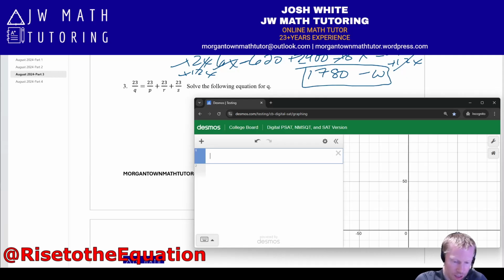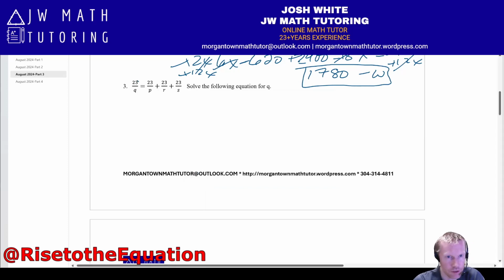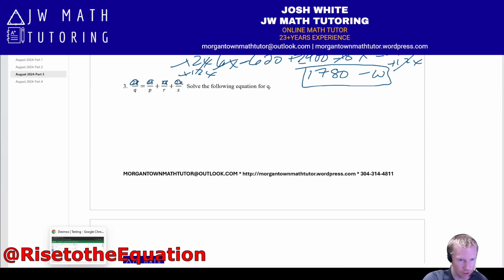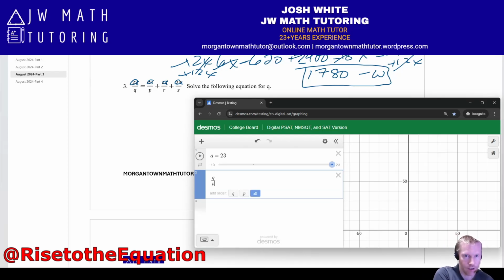So basically, the first thing is just defining a letter as 23, and that's basically going to take care of the top here. So in other words, say there was an A on top here, that's representing the 23. Okay, then we can go ahead and type in the right side.